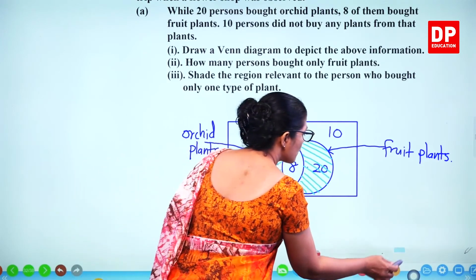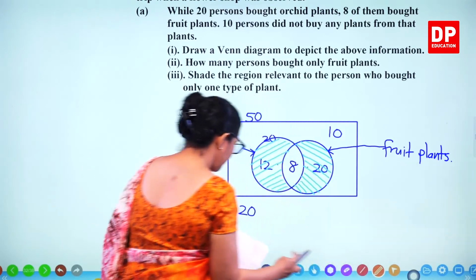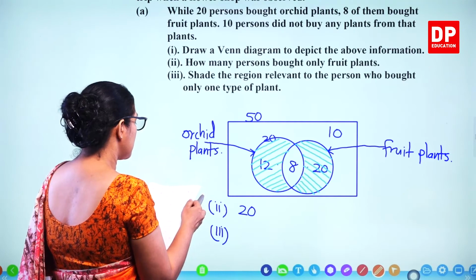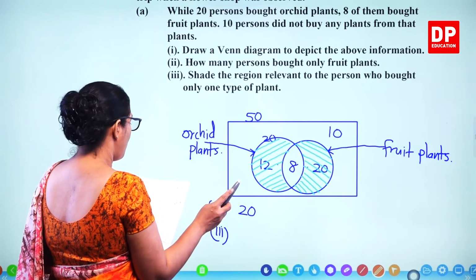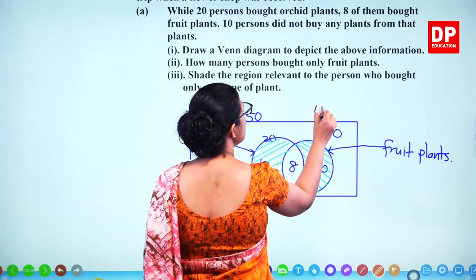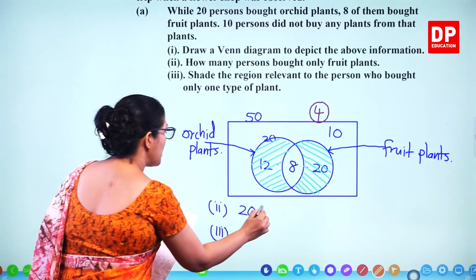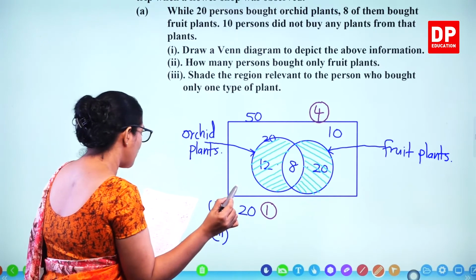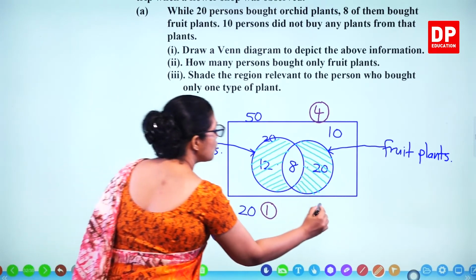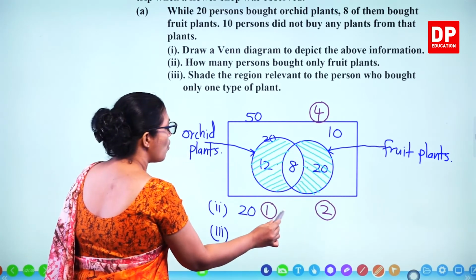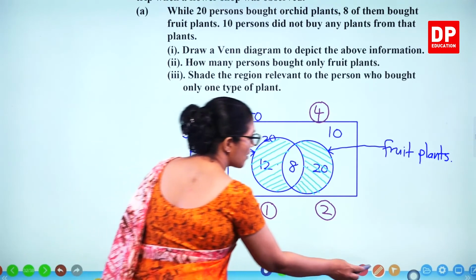So how many marks for that one? You are getting 4 marks for writing all these values properly on the Venn diagram, and for 20 that's 1 mark, and for shading you get 2 marks. 4, 2, 6, 7 marks already given.